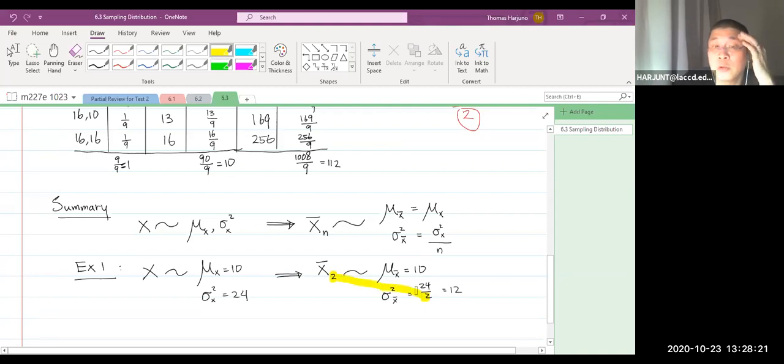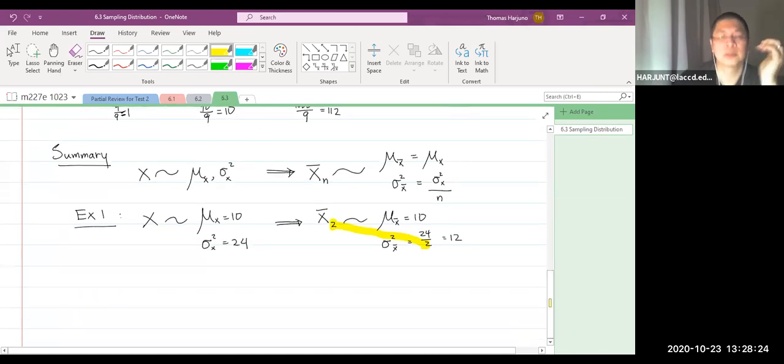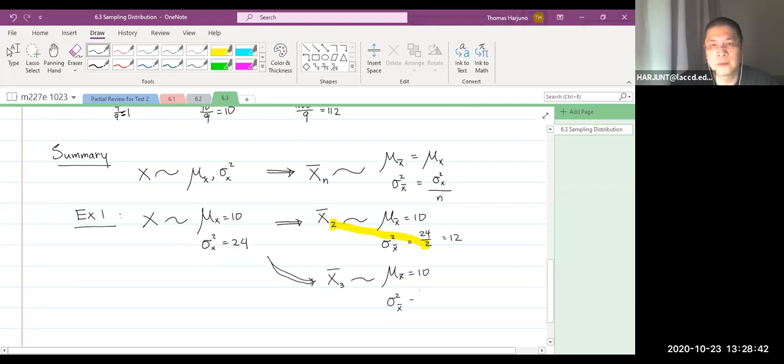So what happens if I do sampling of size 3? Well, as you can guess, if I do sampling of size 3, the x bar 3 will have the same sample mean, yet the variance is now divided by 3. And we can go further.